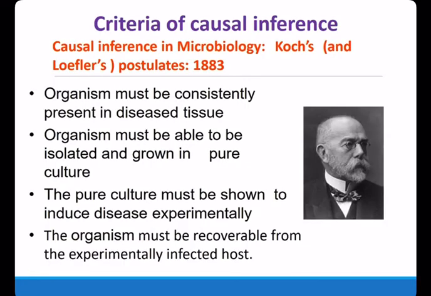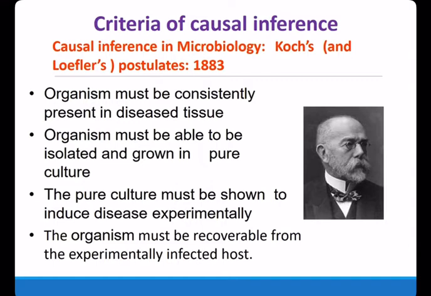Now let's see the criteria for causal inference. The first we have to mention is the Koch postulates, which assume a particular disease has one cause and a particular cause results in one disease. He stated that the 4 postulates should be met before the causative relationship can be accepted.